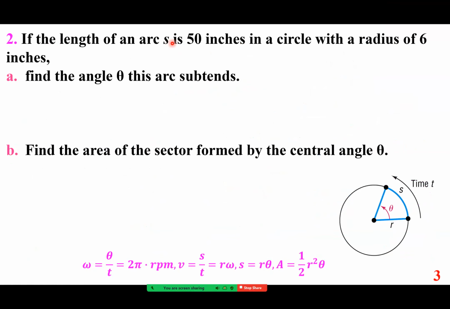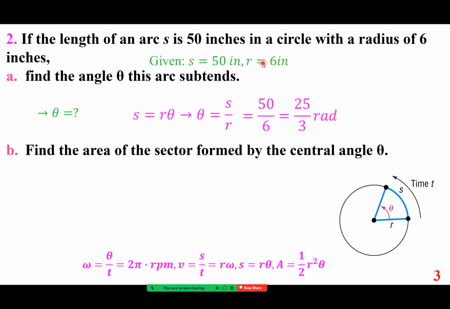If the length of an arc s is 50 inches in a circle with a radius of 6, find the angle theta this arc subtends, and find the area of the sector. And I'm giving you a bunch of formulas. So what is given? s is 50. r is 6. And then we use the fact that s equals r theta. Therefore, theta is s divided by r, and it's in radians.